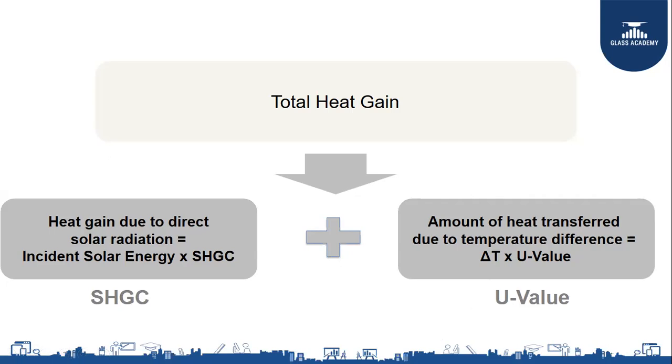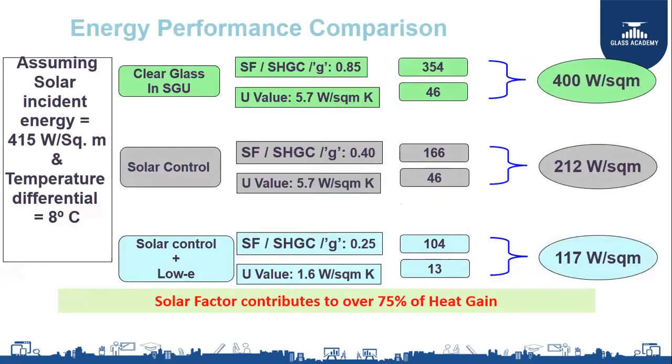So 5.7 into 10, that is 57. That is the amount of indirect heat gain coming. So this is the total heat gain, which is the sum of direct heat gain plus indirect heat gain. So let us see some cases just for easier understanding.